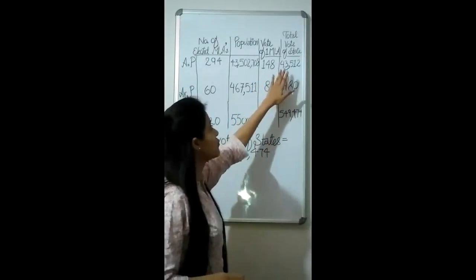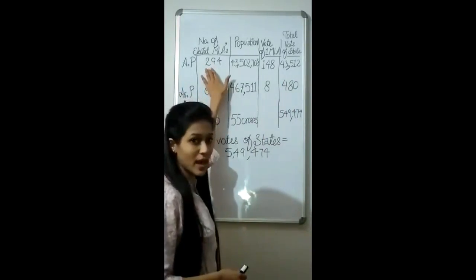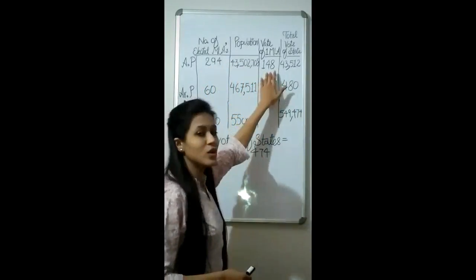Now, to find out the total vote value of Andhra Pradesh, we have to multiply the number of elected MLAs by the vote value of 1 MLA.